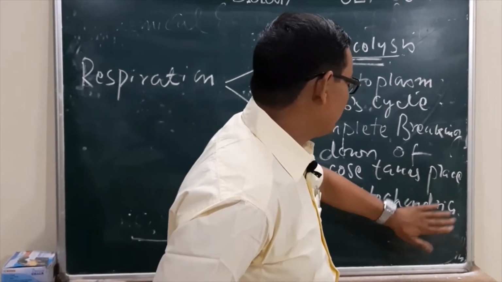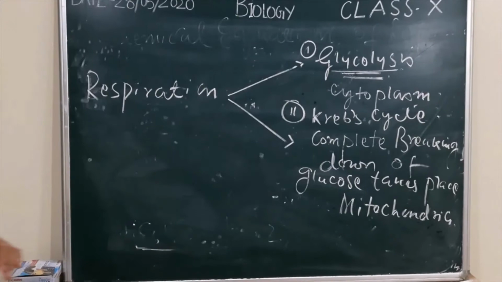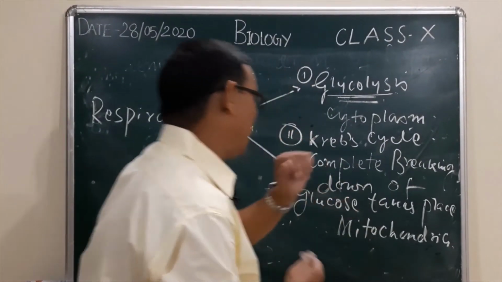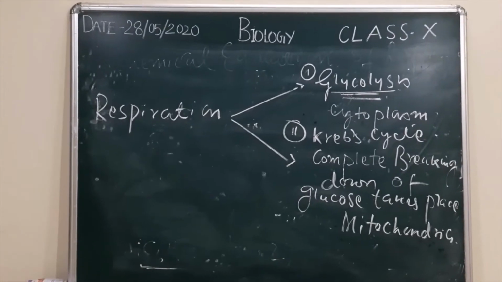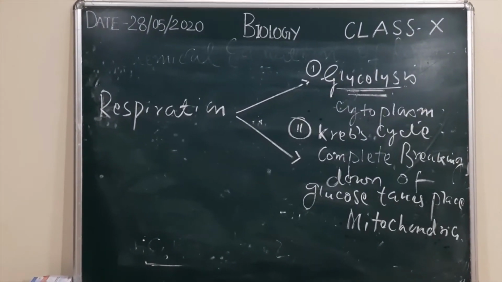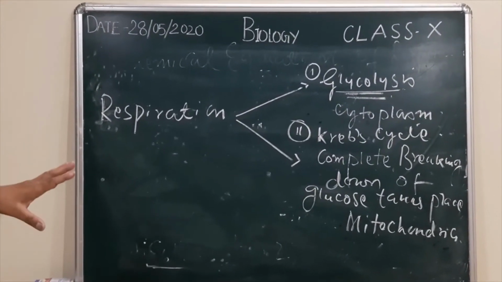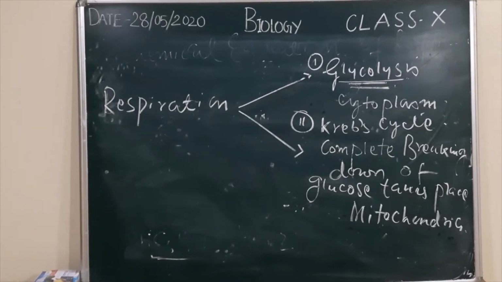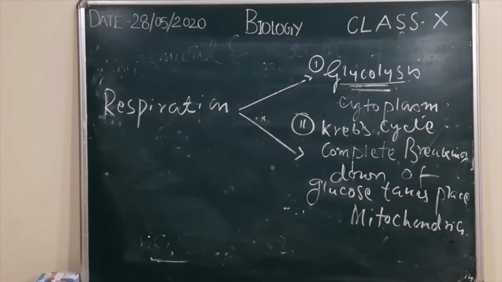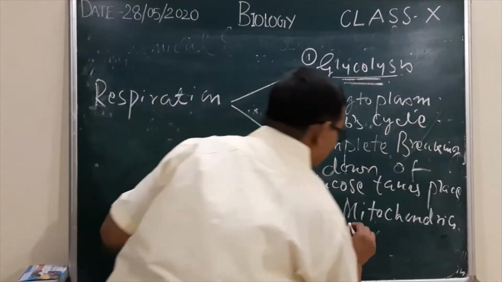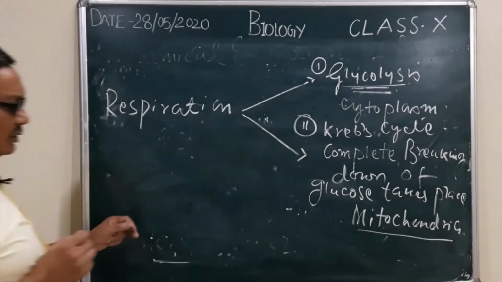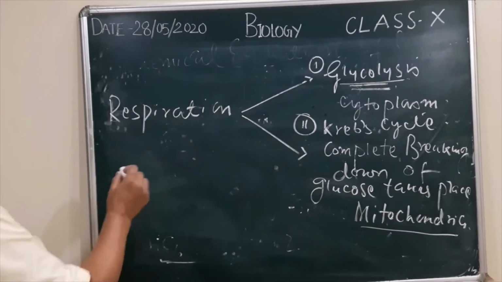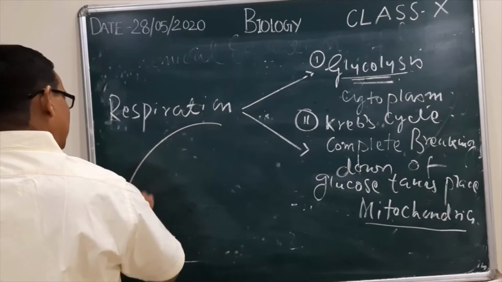is mainly related with this process. That is why the mitochondria is known as the powerhouse of the cell. Why? Because this is the site where there is a complete breaking down of the glucose molecule and the liberation of energy takes place. Now, you may know that in class 9 you have studied about this cell organelle, mitochondria. It is a double membrane cell organelle.